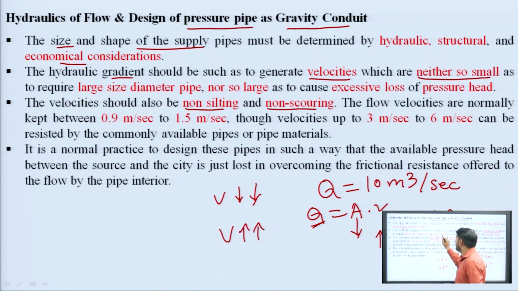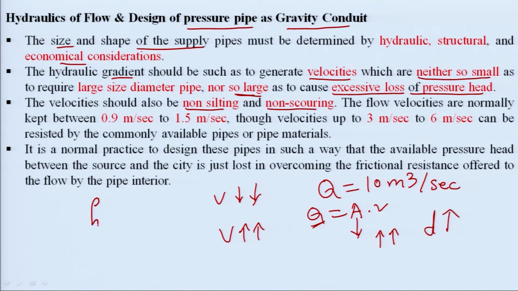What will happen if we take velocity too high? Basically, it will increase the loss of pressure head. For this, let us consider a formula, that is f L V squared upon 2 g D. This is basically the formula for calculating head loss due to friction. What will happen if we are taking velocity too high? Frictional loss will increase. Okay.